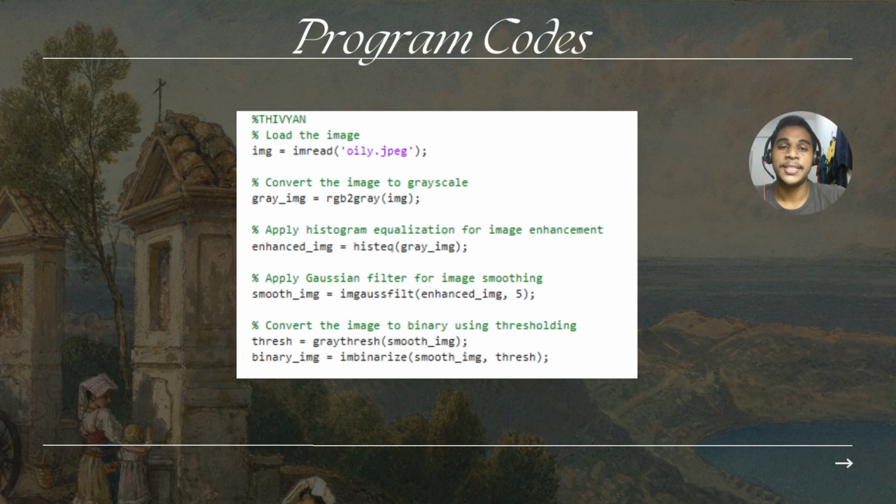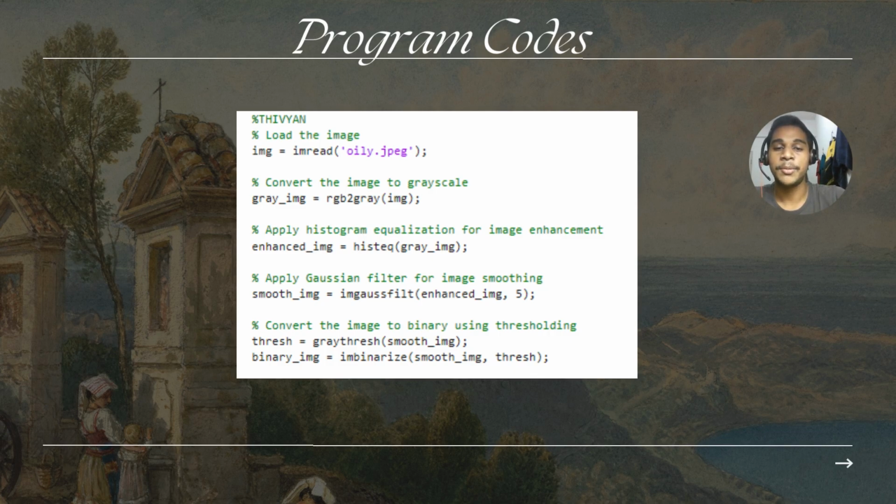Now, I'll be presenting the first part of the program code. Here, our goal is to enhance and pre-process an image for further analysis. Let's walk through the steps involved. The first step in our process is loading the image. In this case, we are working with the image named Oily.jpg. We use the imread function to load the image into MATLAB.